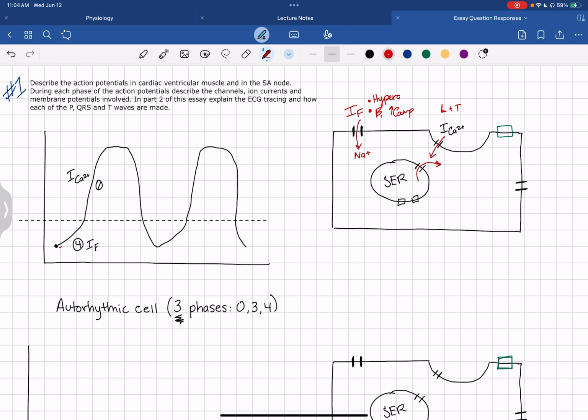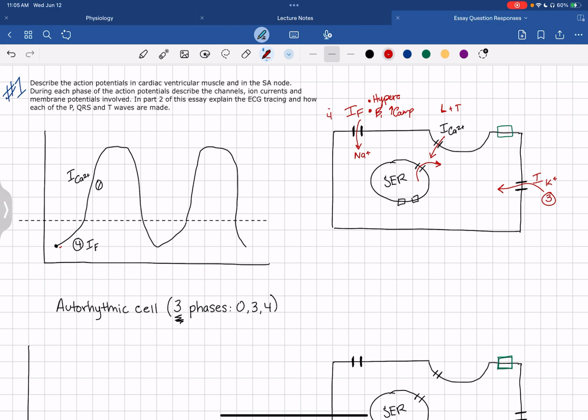And because these take a second to close, they're going to stay open for a second. That's why we have this plateau. Not necessarily a plateau, but this longer peak, it's not a sharp peak. And what happens is as we reach this point, the driving force for potassium gets really high. And then we have these potassium channels that now want to let potassium into the cell, which will be phase 3.